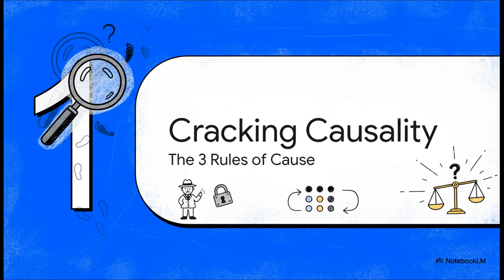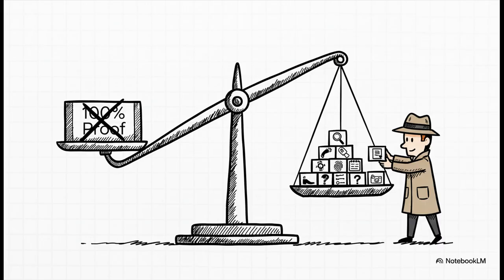So, how do we build a case that's actually airtight? How do we get to a point where we can confidently say that one thing truly causes another? Well, it turns out there's a strict code, a set of rules that every good researcher and every good detective has to follow. But first, a really important reality check.